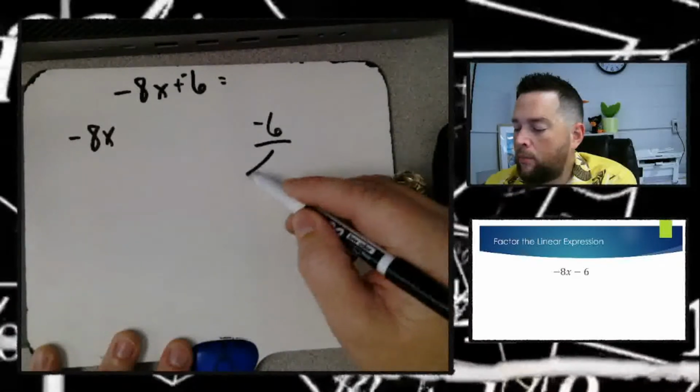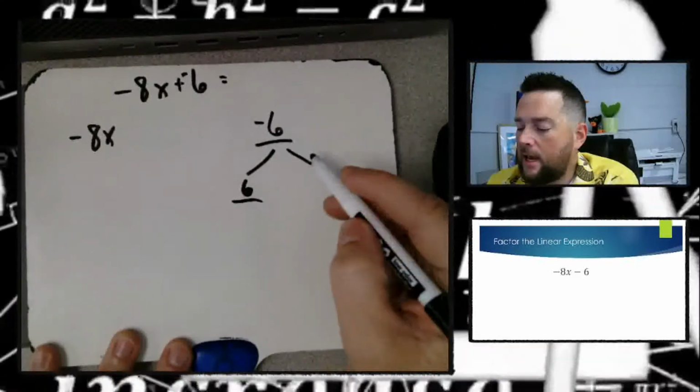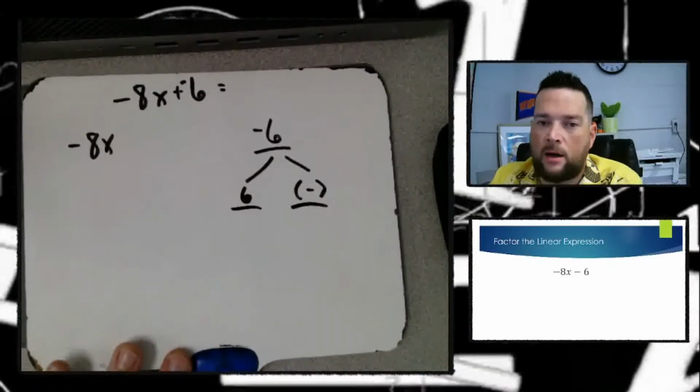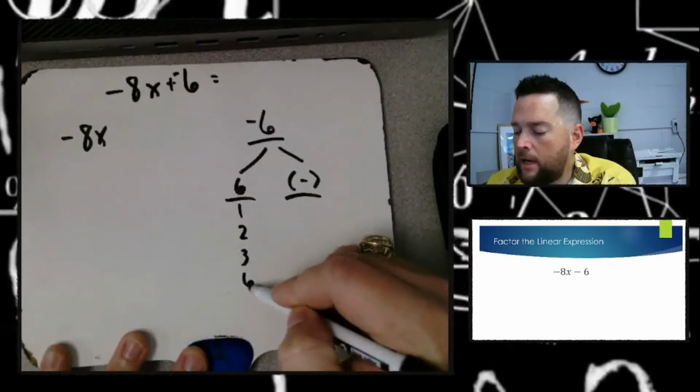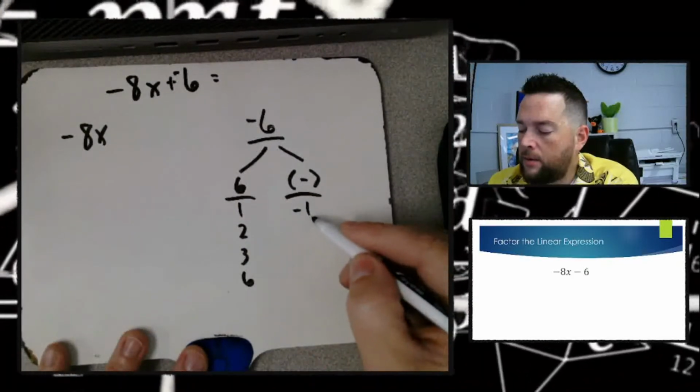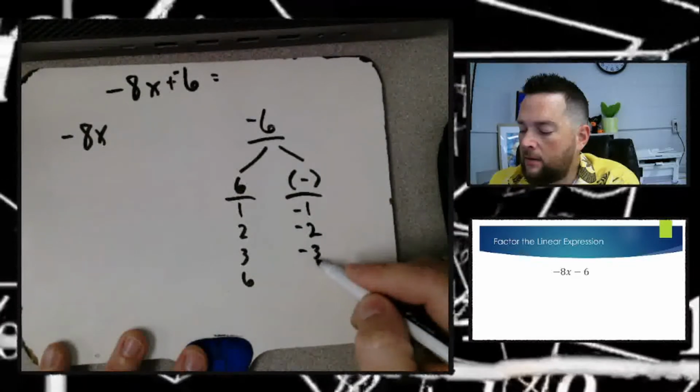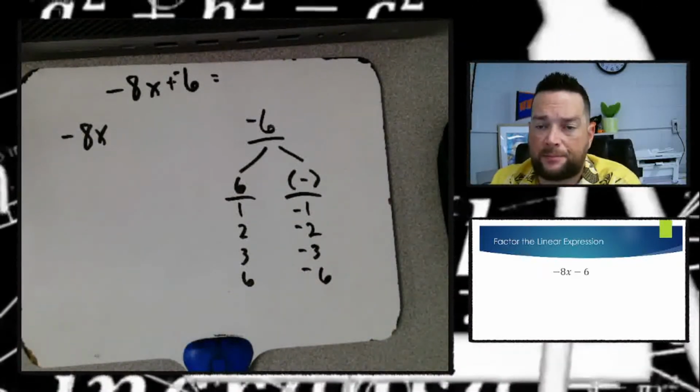I'm going to break this off with the 6 and the negative, just like that. Hopefully you remembered how to do that. Find the factors of 6: 1, 2, 3, and 6. And then include that with the negatives: negative 1, negative 2, negative 3, negative 6, just like that.